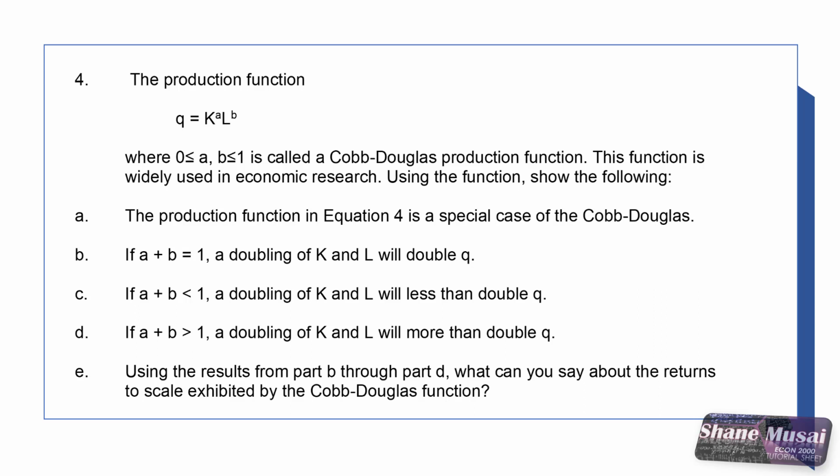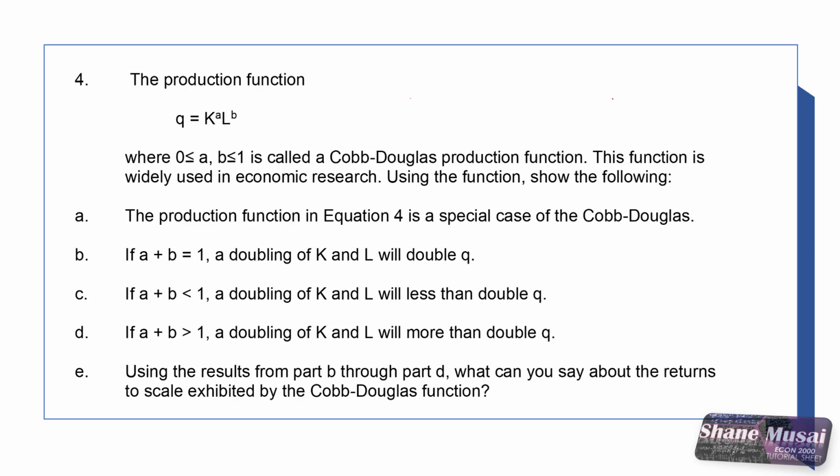Part A. The production function in equation 4 is a special case of the Cobb-Douglas function. Now equation 4 is this equation in section 7.4 in the textbook. So equation 4 from the textbook says that Q is equal to K to the power of 0.5, L to the power of 0.5. And this is obviously a special case of this, where A is equal to B, which is equal to a half. Alright, so that answers part A.